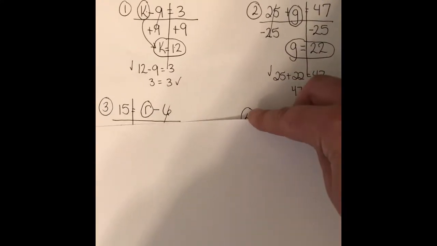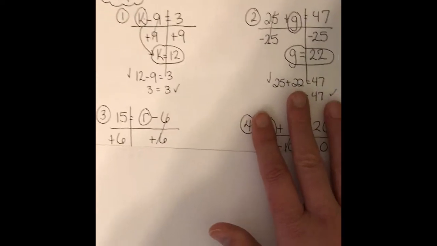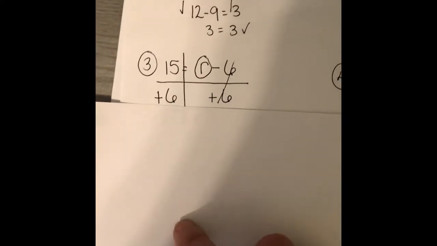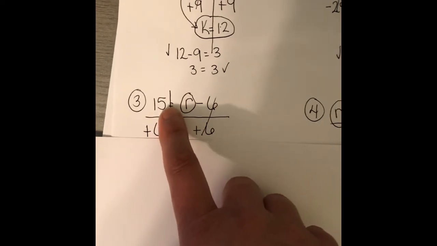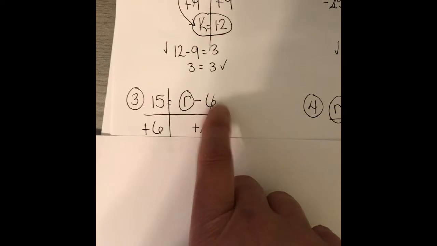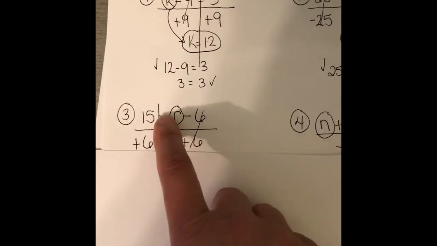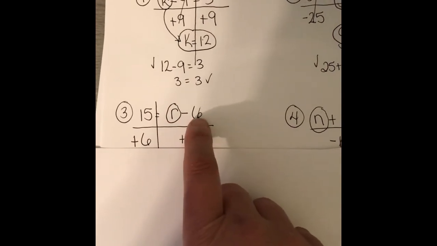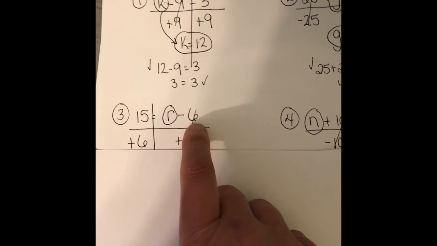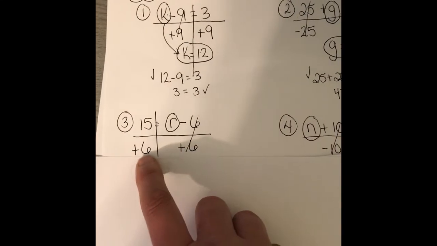Let's look at another one. Okay, number 3. Let me zoom in on that a little bit. So I have 15. The equal sign is over on this side now, and then r minus 6. I still want to draw that fence down the equal sign. I still want to circle my variable, and I'm working on the side of the variable. So I look next to my variable, I have minus 6. I want to do the opposite of that to solve. So I want to add 6 to each side.